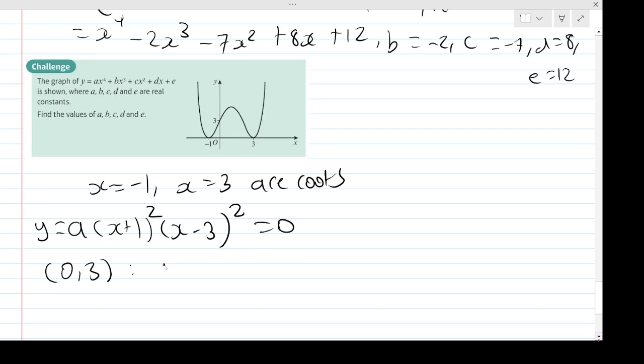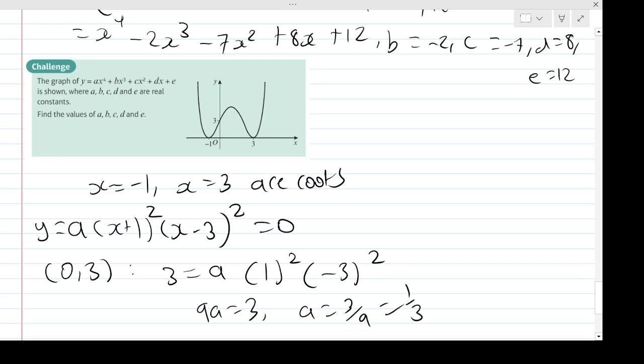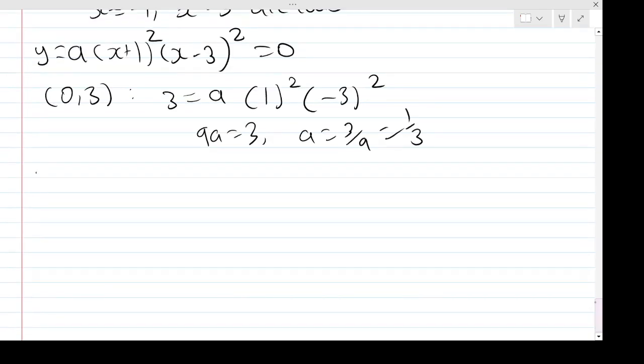That means 3 equals this whole quartic I've got here, which is a lots of x plus 1, well, 0 plus 1 will be 1 squared, and then 0 minus 3 will be minus 3 squared. So if I do that in a calculator, 1 squared times minus 3 squared would be positive 9, so 9a equals 3. Therefore, a is 3 over 9, which is a third.